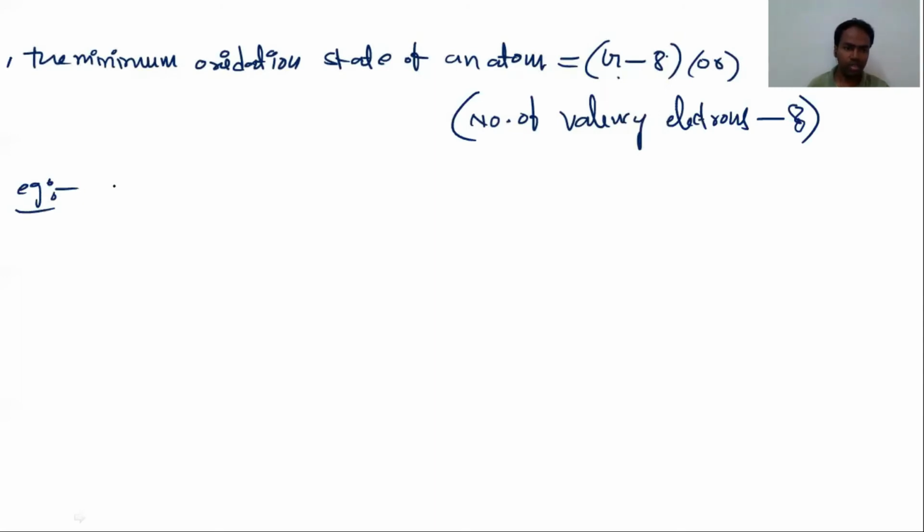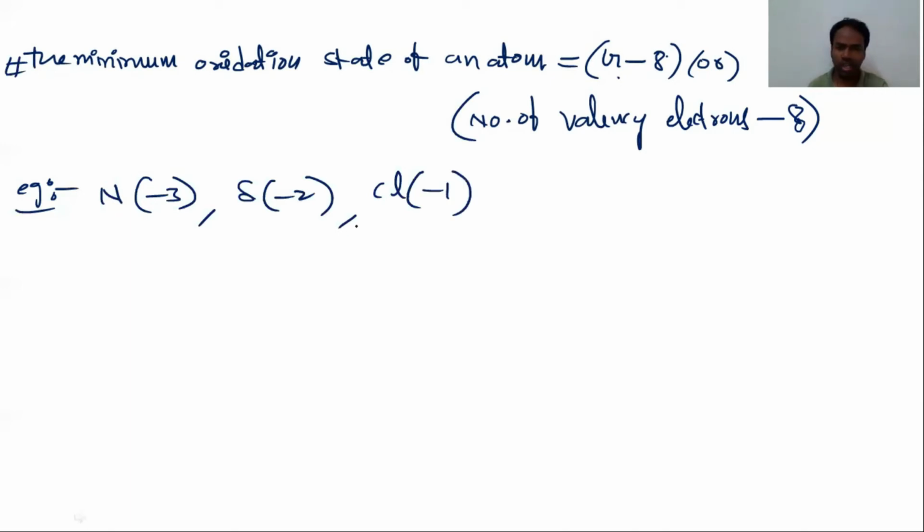For example, nitrogen. For nitrogen, what is the minimum oxidation state? In nitrogen, the number of valence electrons is 5. So 5 minus 8 is -3. Sulfur: the group number is 6, so 6 minus 8 is -2. Chlorine, a halogen: 7 minus 8 is -1. So these are the minimum oxidation states, and this is the formula: group number - 8, or number of valence electrons - 8.